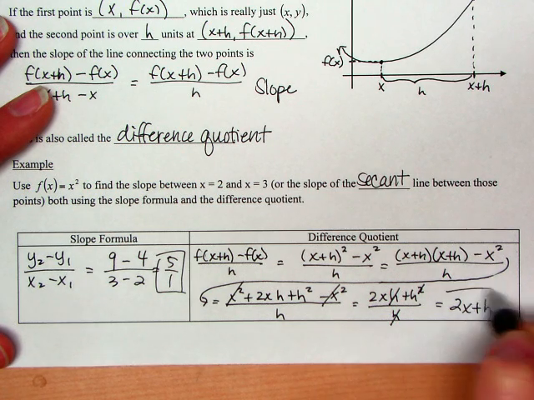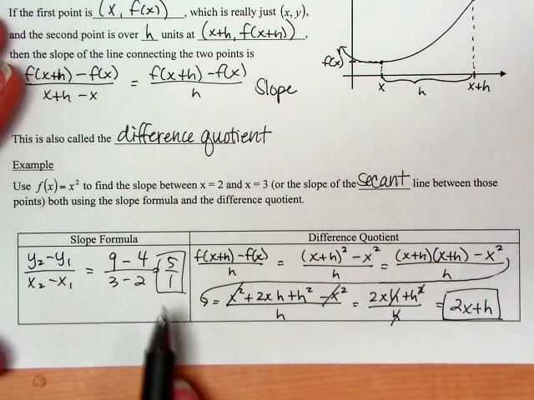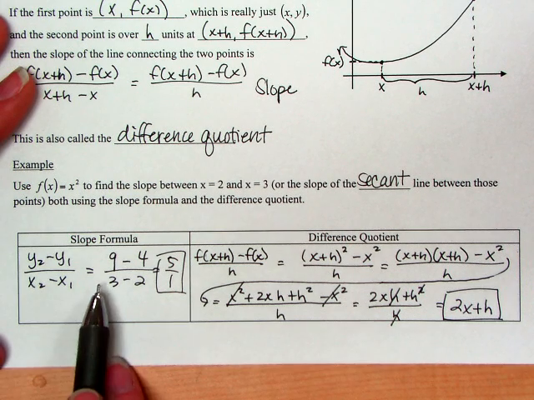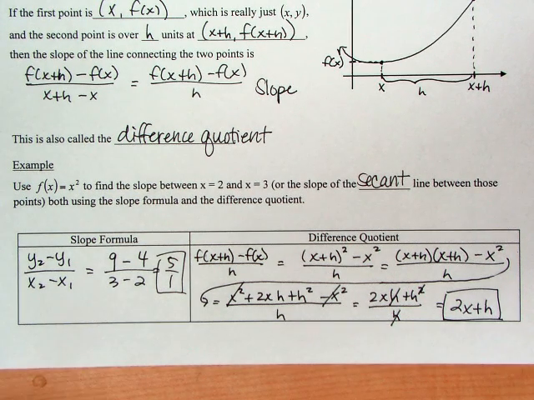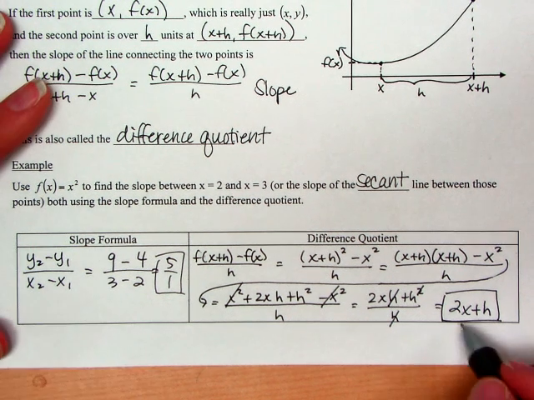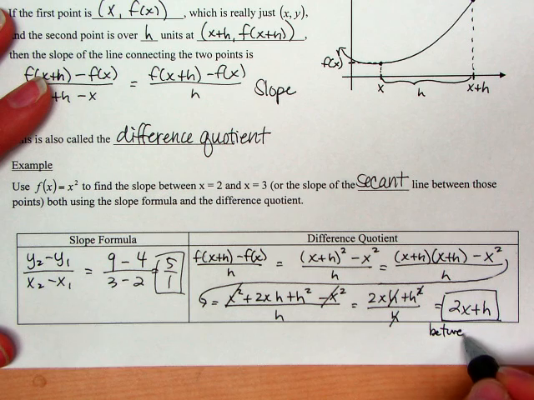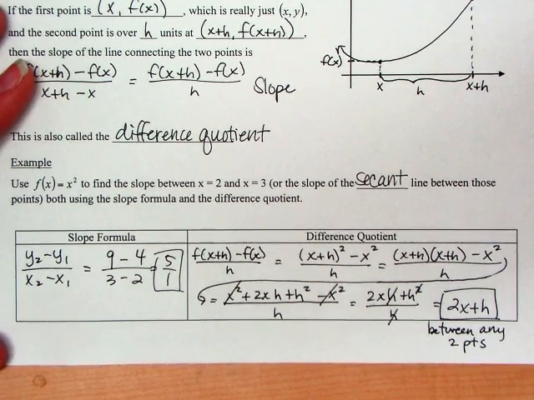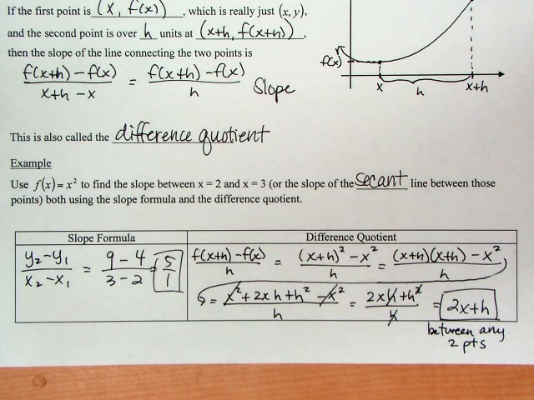And then you're like, wait a minute, you just told me we're going to do two different methods and we're going to get the same answer for both. And this one gave me a 5, and this one gave me 2x plus h. What I just created using the difference quotient is an equation for slope between any 2 points. So what that means is if you give me any 2 points, any two x values, I can tell you the slope between them, and I don't need to find the y's to do it.